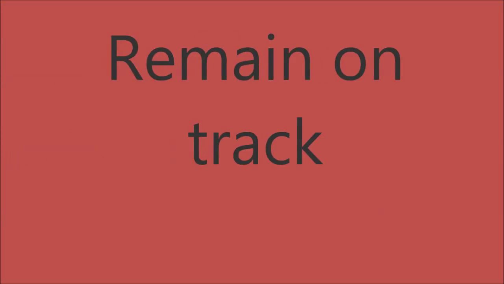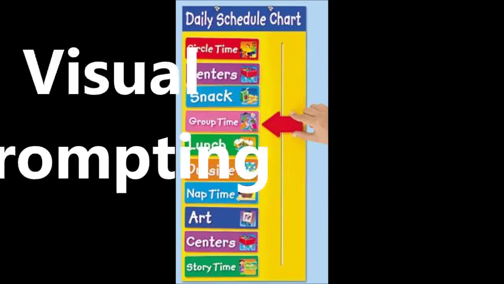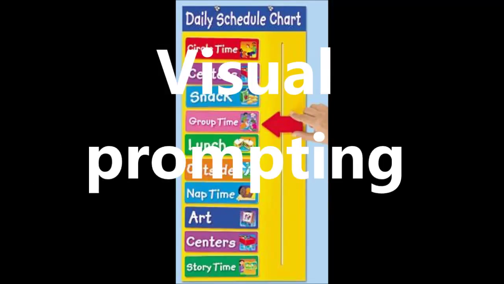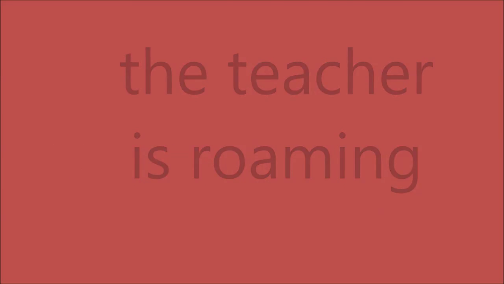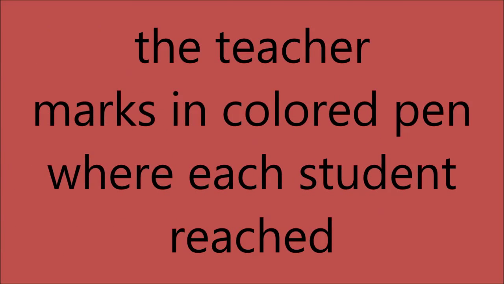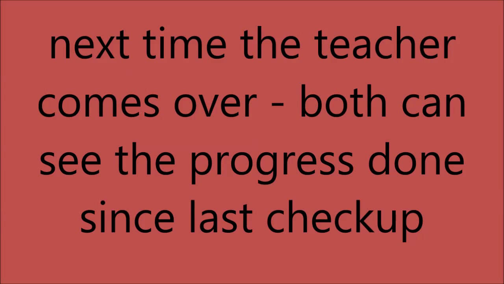Help students remain on track through the lesson by visually prompting them on their progress during the lesson. For example, when independent work is taking place in the class, the teacher will roam around the classroom among the students. The teacher marks in colored pen where the student reached so far. The next time the teacher comes over, both can see what progress was done since the last checkup. It is very visual in assisting the student to easily monitor the progress.